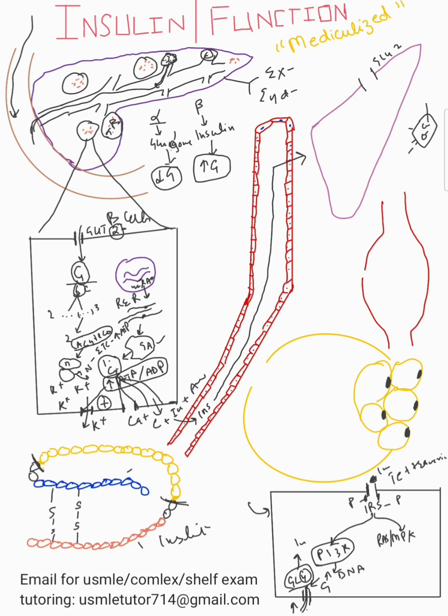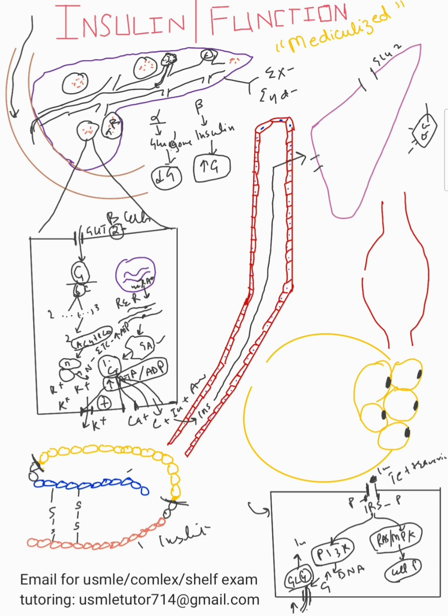So your blood sugar levels go down, which is the goal of insulin, is to bring it down. Now, the other pathway is not that important, but still just know there is also a RAS MAP kinase pathway. It helps in cell cycle proliferation, regulation, and cell growth.